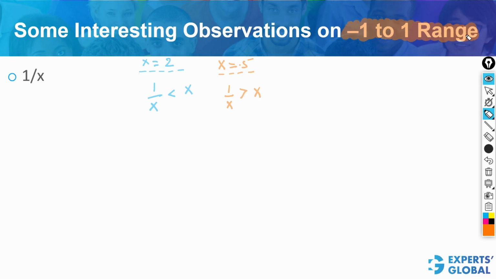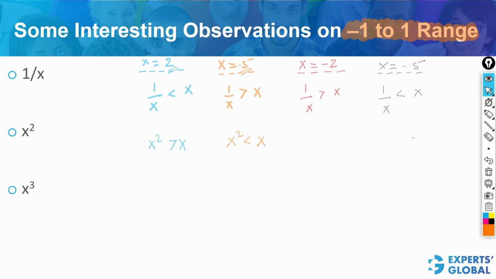Similarly, for a sizable negative value of x, such as x equals -2, 1 by x is greater than x, but for a small fractional negative value of x, such as x equals -0.5, you will see that now 1 by x becomes less than x. Now let's look at x squared. For significant positive values such as x equals 2, you will see that x squared is greater than x. However, for small fractional values such as x equals 0.5, you will see that x squared turns less than x.